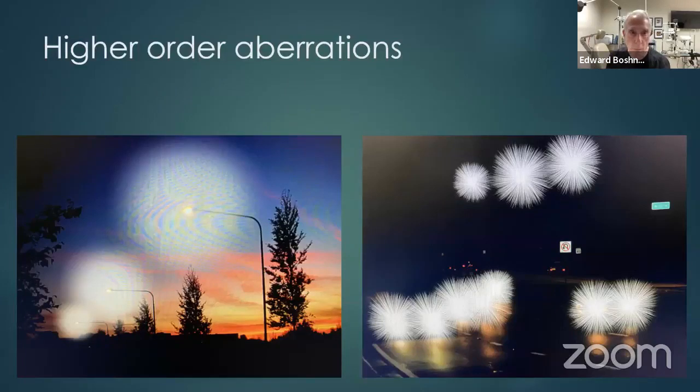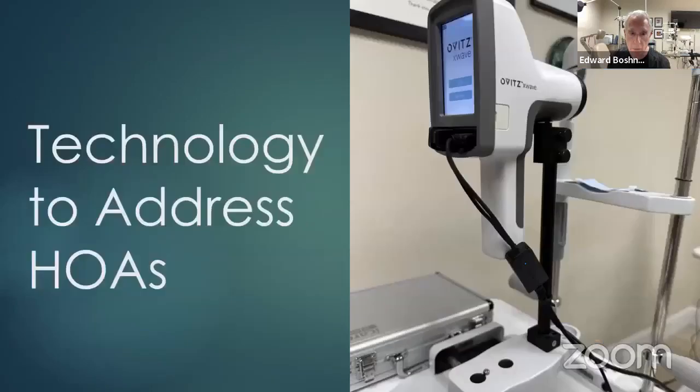Now, one problem that we all have to contend with on these high-need patient populations is higher order aberrations, where they're seeing halos and glare, starbursts, double vision, shadowing. And these are examples of some of the things that patients see. And there's emerging technology involving aberrometry that is designed to take care of these.